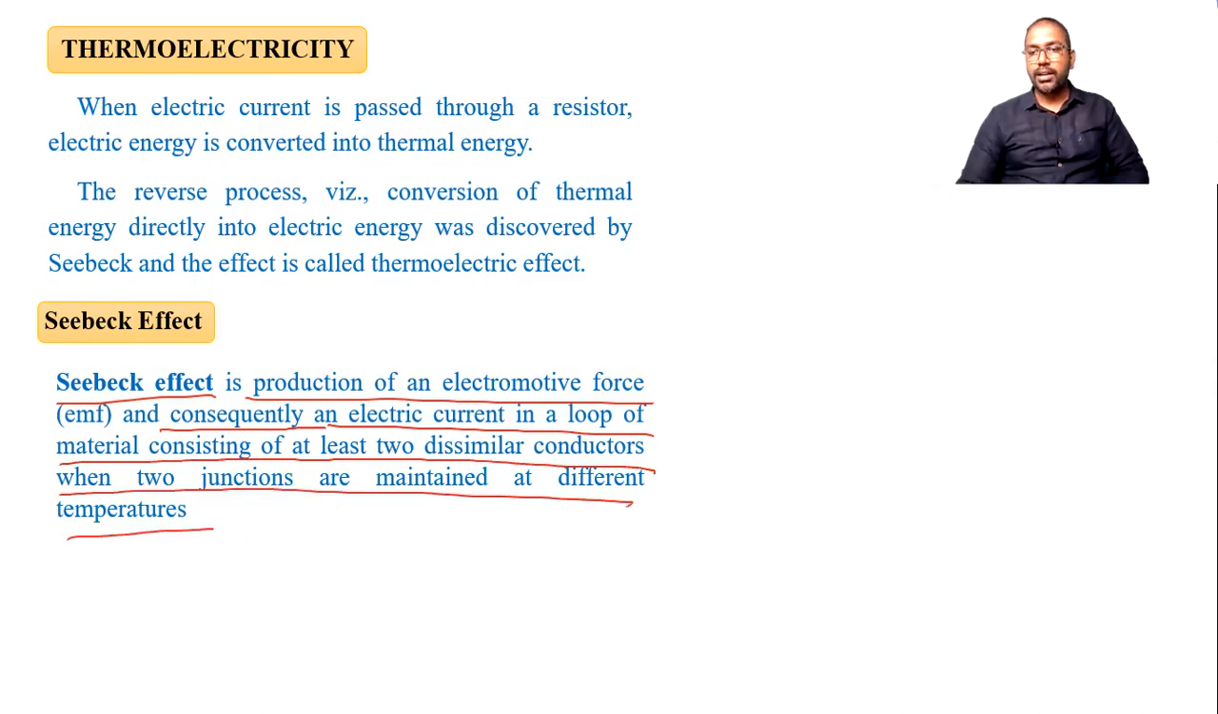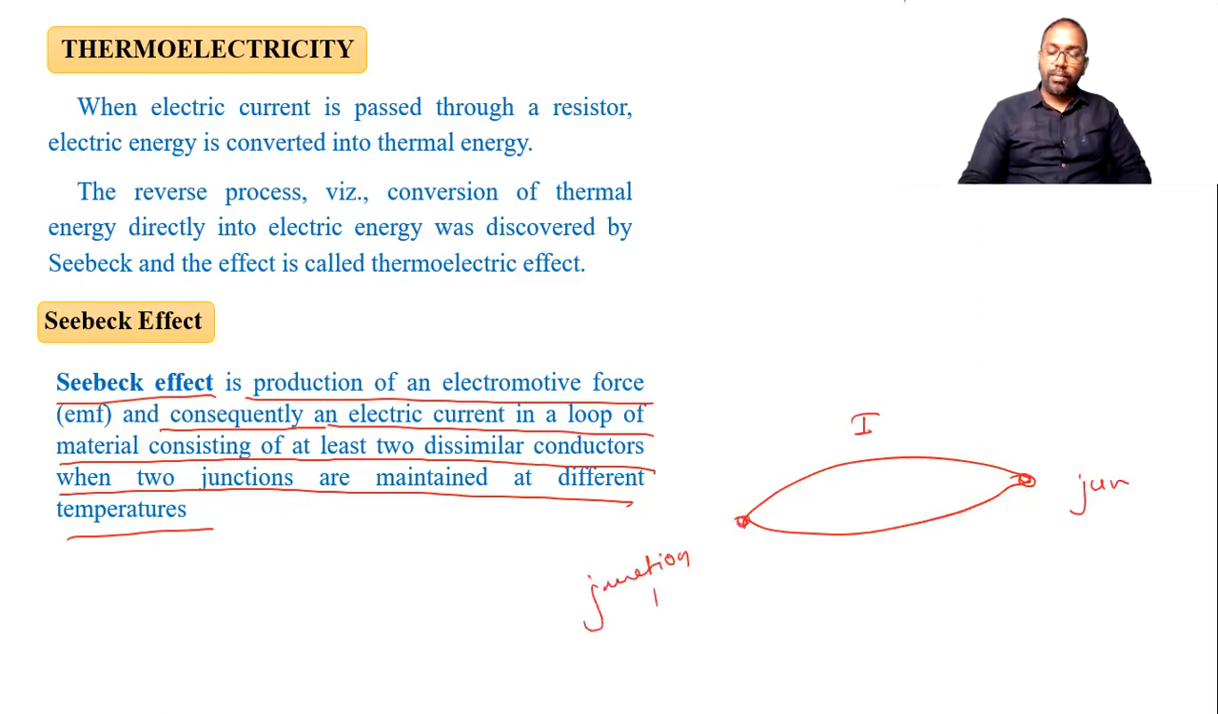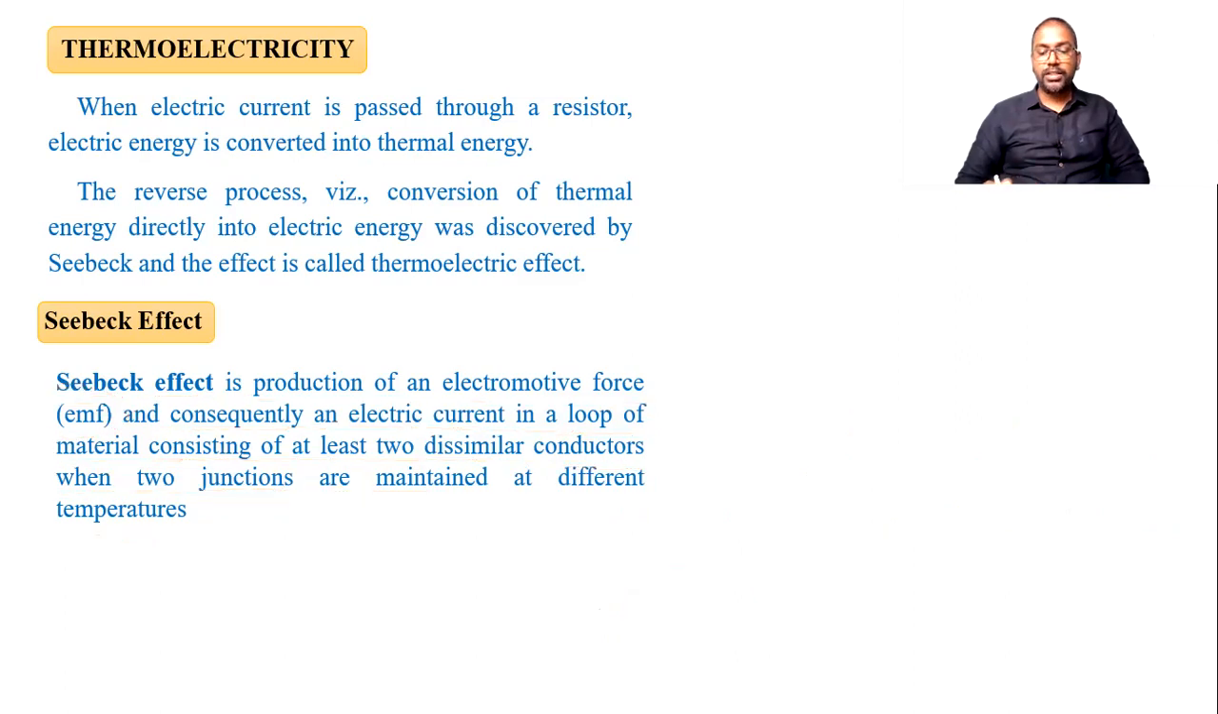Means two dissimilar conductors we are taking. So this is the first one, this is the second one. So this is junction 1 and this is junction 2. When they are maintained at two different temperatures, means here it is cold and here it is hot, then EMF is produced here, or the current is passed through it, and it is called the Seebeck effect.